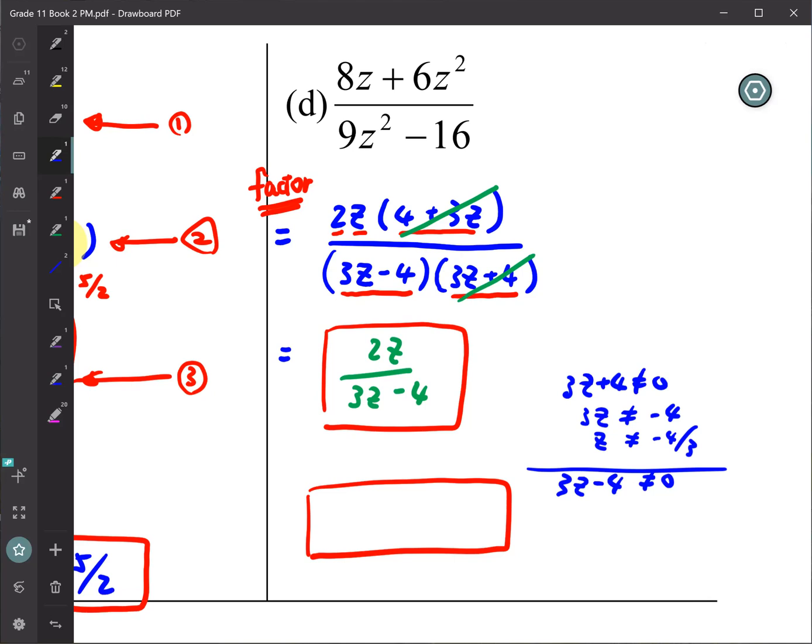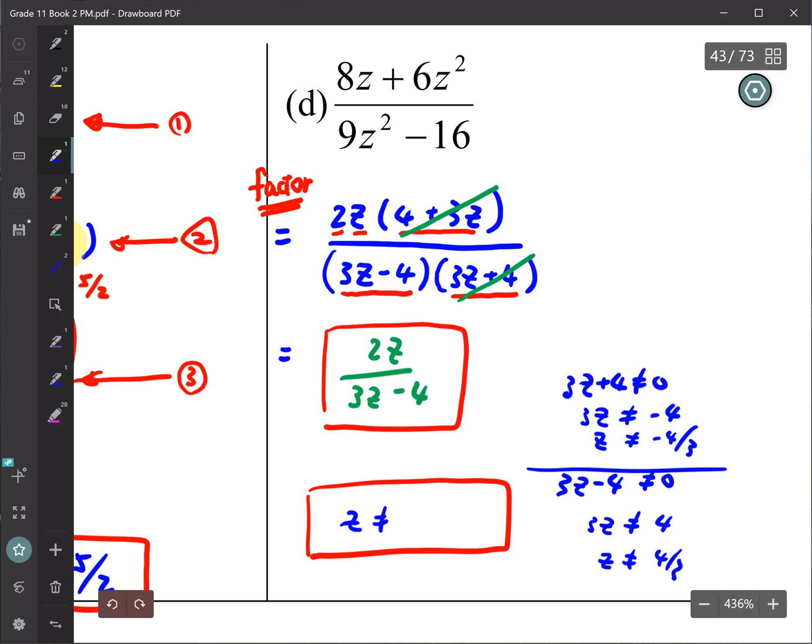It'd just be 3z equals to 4, cannot equal to 4, and then it would be 4 over 3. Equals 4 over 3. So that's it. You just isolate z. So z cannot be, because they are the same value, just plus and minus. So you could also combine it together and just write z cannot be plus minus 4 over 3.